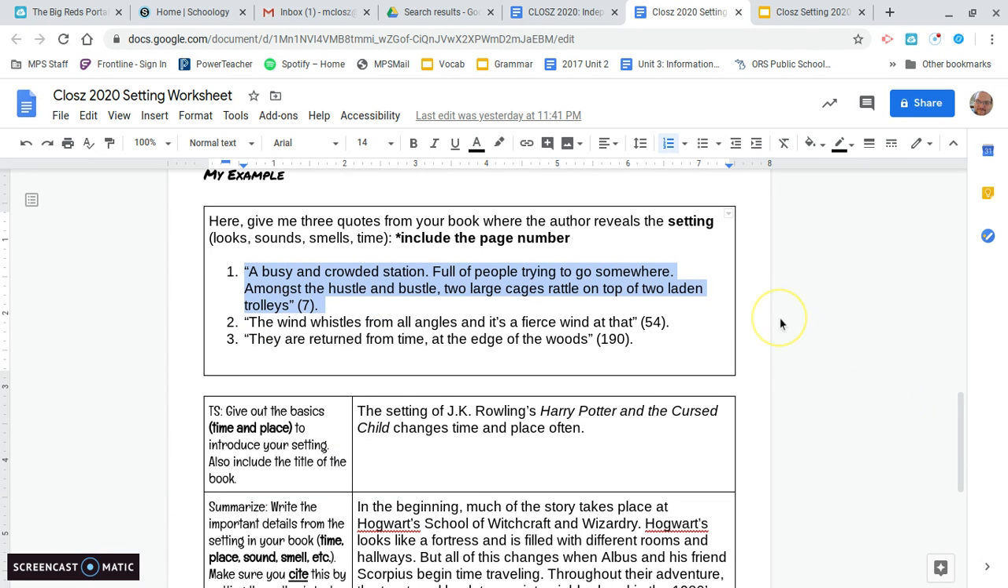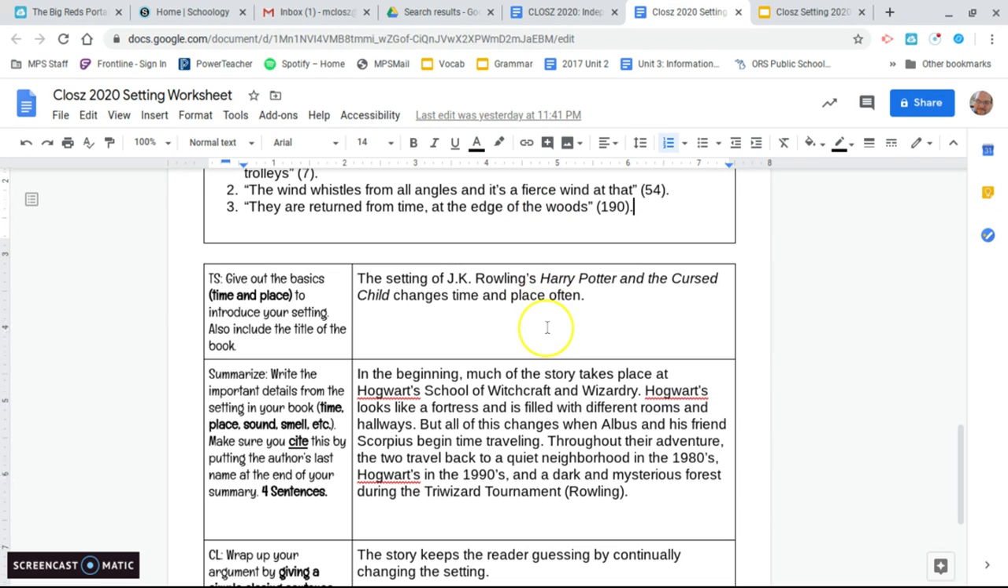Here's an example. This is from Harry Potter and the Cursed Child, which was a play that J.K. Rowling wrote at the end of Harry Potter. So here are 3 examples. A busy, crowded station full of people trying to go nowhere. Amongst the hustle bustle, 2 large cages rattle on top of 2 laden trolleys. Okay, and that's from page 7, so I put a page 7 in parentheses after it. So all you need is the page number. Because you're only using 1 book, you don't have to put an author's name or anything. Just the page number it comes from in parentheses after it like that.